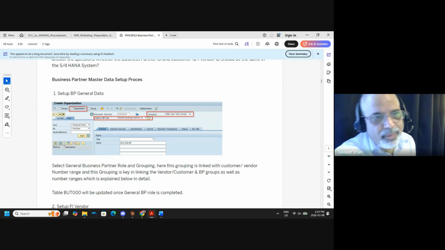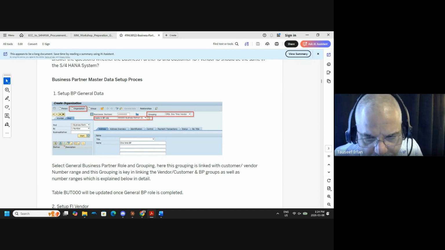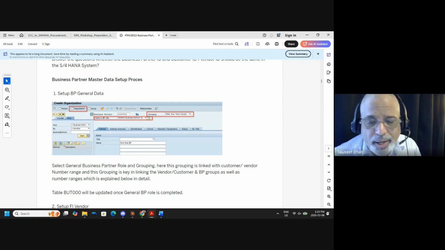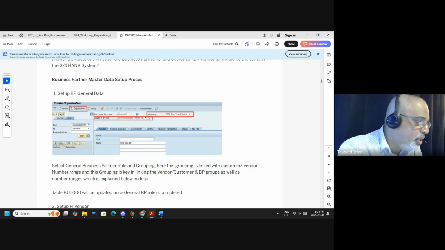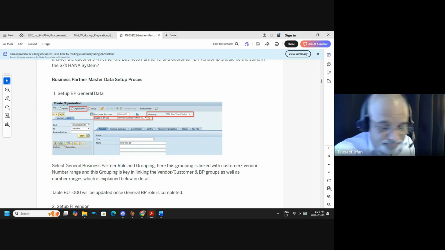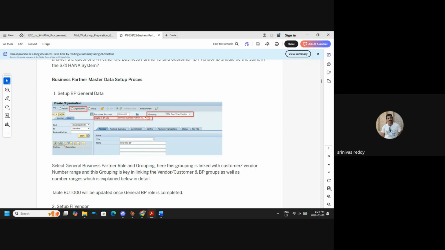So always remember that when you're doing vendor segmentation in the workshop, ask this question: how many of these vendors are your consultants, contractors? Why are you asking this question? So you don't have to create them as an organization, Srinivas. You can create them as a person. Those are the questions you have to include in the workshop.